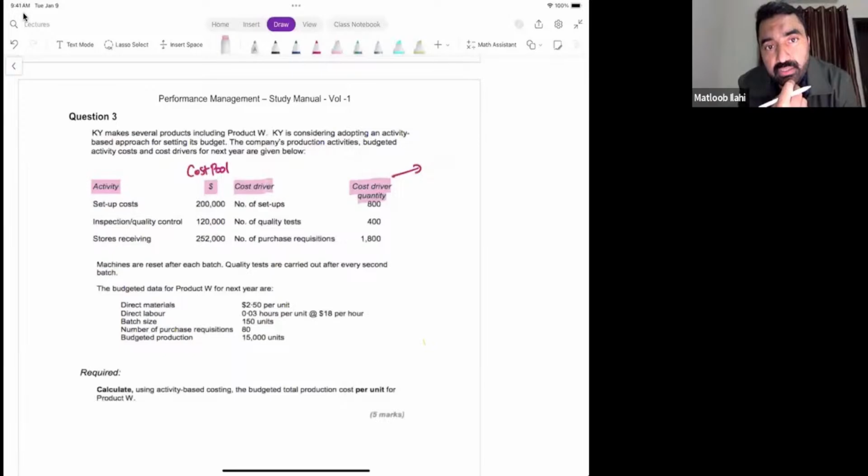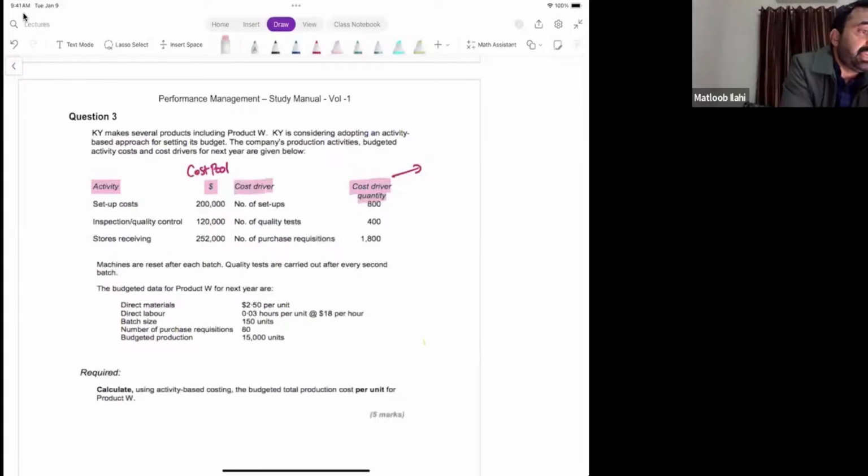Inspection or quality control is 120,000, and its cost driver is number of quality tests, and the total number of quality tests is 400. Stores receiving is 252,000, and its driver is number of purchase requisitions, and the total number of drivers is 1800. Machines are reset after each batch. Quality tests are carried out after every second batch.